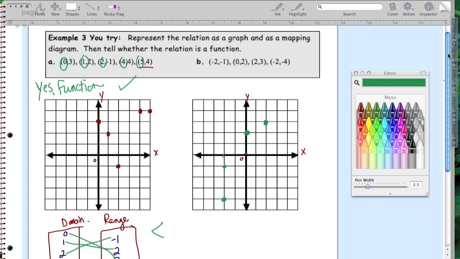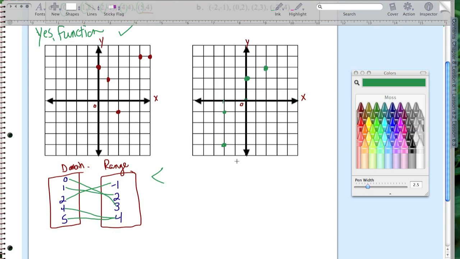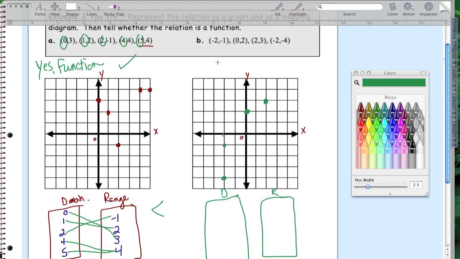All right, so then we want to make our mapping diagram, the second thing they asked for. I'm just going to write D and R for domain and range. My domain is -2, 0, 2, -2. So actually just -2, 0, 2. We don't want to repeat them if they repeat. My range, -1, 2, 3, -4. So -4, -1, 2, and 3. I'm putting them in numerical order.